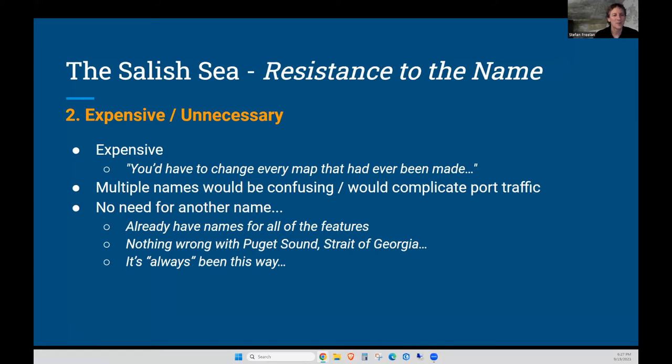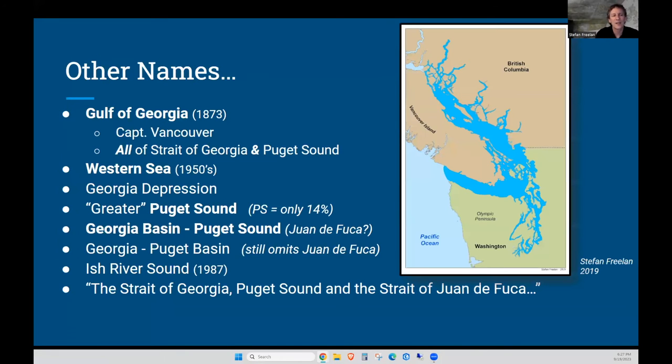It hasn't always been this way. In the 1800s, it's hard to go back in history, but we can at least go back into the 1800s. The original proposal from Vancouver called this whole thing, basically the Salish Sea, the Gulf of Georgia. Pretty nice name, and it has that alliteration, the Gulf of Georgia, like the Salish Sea. Didn't stick for whatever reason, but it wasn't always this way.